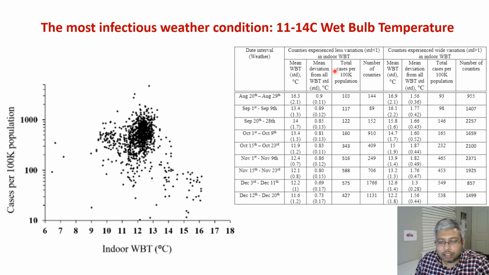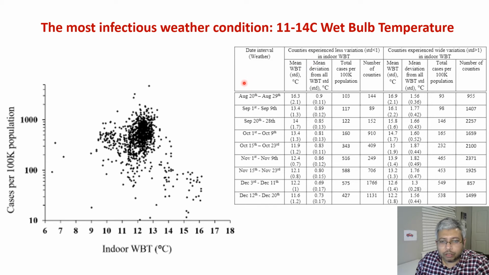So I measured the outdoor temperature and dew point temperature, which basically contain the data for humidity. Temperature and humidity make the wet bulb temperature. So I calculated the outdoor wet bulb temperature for each of the US counties. Then I calculated the indoor wet bulb temperature.